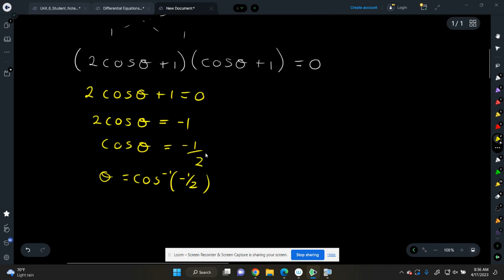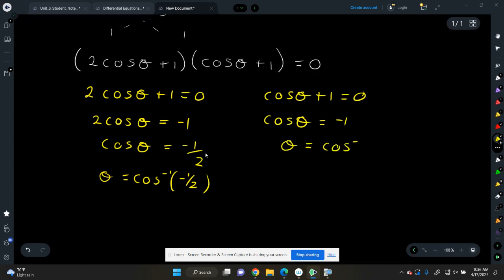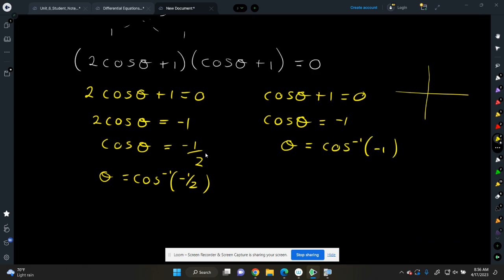Okay, and I'm going to work with the other one. Cosine theta plus 1 equals 0. So cosine theta equals negative 1, which means theta equals inverse cosine of negative 1. Okay, so let's check our unit circle. Where does the cosine equal negative 1/2? Well, the 1/2 cosine, where x is 1/2, that's up here at the 60-degree angles.